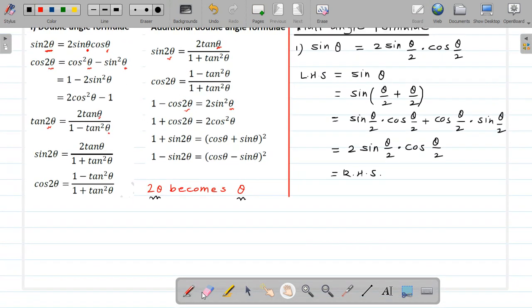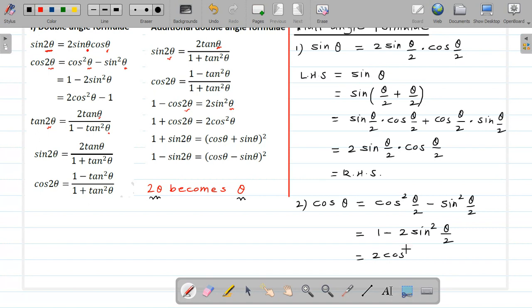Now let us take the second formula. If I write cos theta here, then cos theta will be equal to cos square theta by 2 minus sin square theta by 2. Again here theta becomes theta by 2 on the right hand side, and it is also equal to 1 minus 2 times sin square theta by 2, or it is also equal to 2 cos square theta by 2 minus 1. So see here carefully.